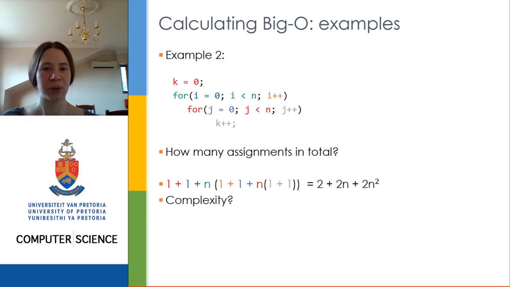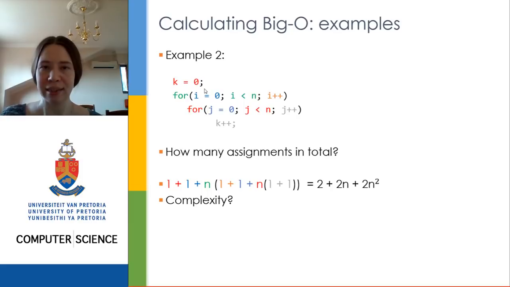I have color-coded it for you, so let's quickly go through it to make sure we can map all the numbers to all of the assignments. Okay, so this assignment happens only once. My k equal to 0, that's my very first assignment. Then I enter my first for loop. This for loop is going to execute n times, from 0 to n, right? What happens inside of this for loop?